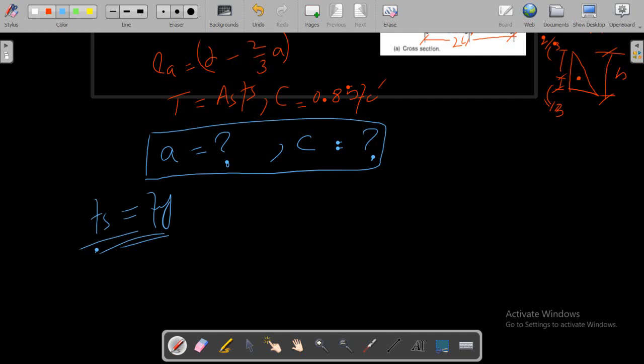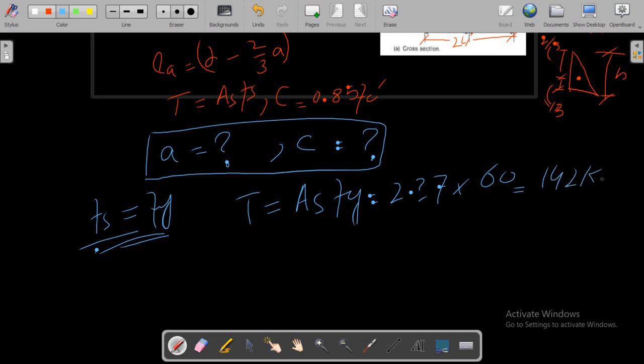Now using the assumption, we will find the tension force. The tension force is simple: As times fy. We know the value of As, we calculated 2.37, times 60 ksi. From this we will find 142 kips. Remember, tension is a force, not stress. So that's why the unit will be in kips.